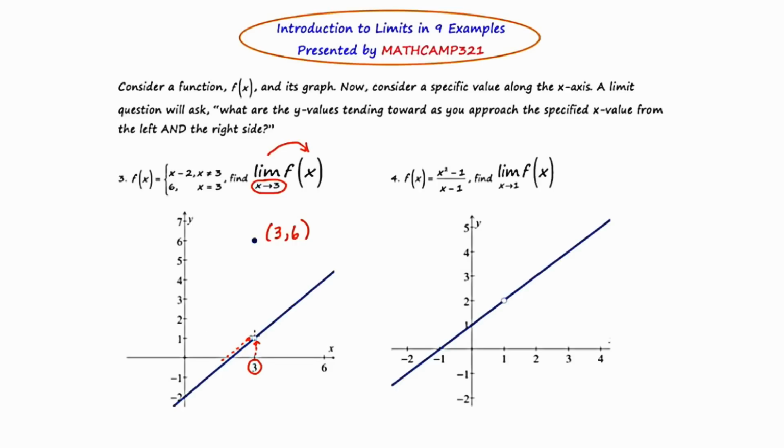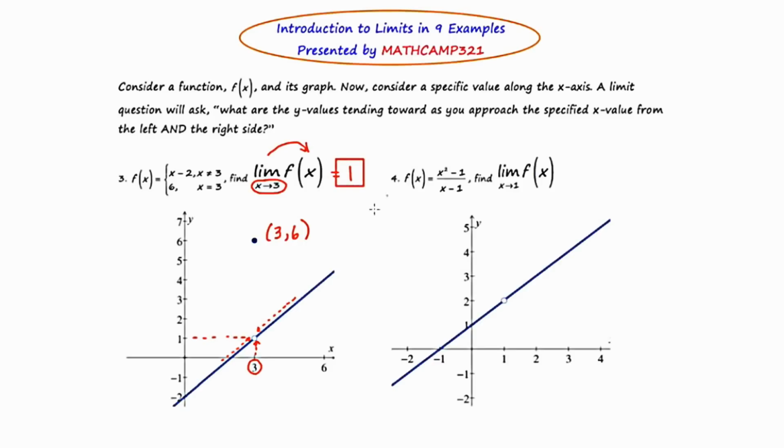I need to jump over to the right and then reapproach from the right. Now the y values, if I project over to the y-axis, look like they're about 3 or so. But as I move down and approach from the right, they're dropping and dropping, and now it looks like they're going towards 1. So if I approach from the left, I go towards 1. If I approach from the right, I go towards 1. So the answer to this limit question is 1.